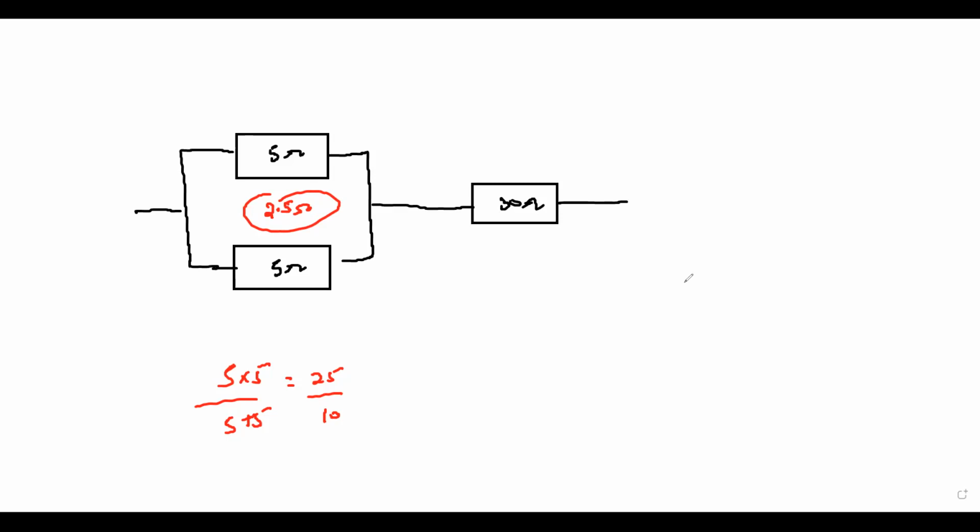So what is the total resistance? It will be 2.5 plus 30, that equals 32.5 ohms. Is it clear?